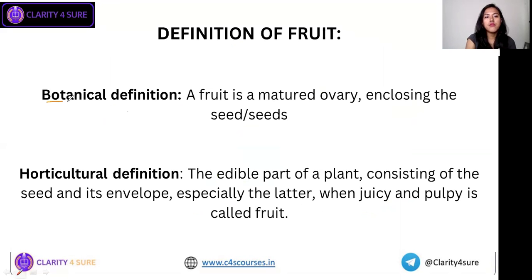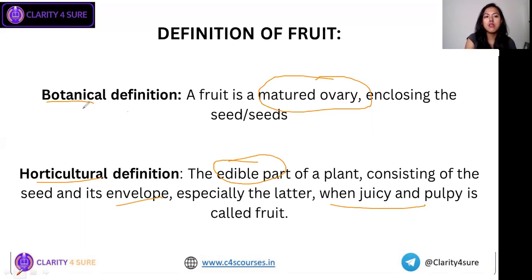In the botanical definition, a fruit is a matured ovary. This matured ovary is your keyword, enclosing seed or seeds. And in the horticultural definition, a fruit is the edible part of the plant consisting of the seed and its envelope, especially the envelope being juicy and pulpy. Then it's called a fruit.